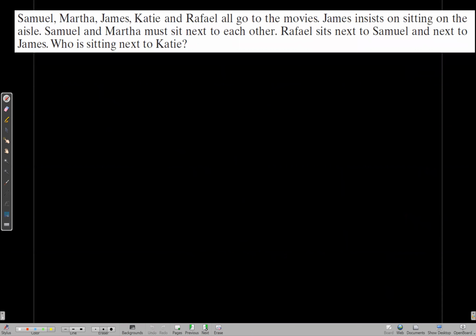Next one, okay, Samuel, Martha, James. Now 5 friends. So what are the conditions here? James insists on sitting on the aisle. Now let's keep that aside and look at the other condition, Samuel and Martha: S-M or M-S, we don't know which order. Raphael sits next to Samuel and next to James. So Raphael is in the middle, right?